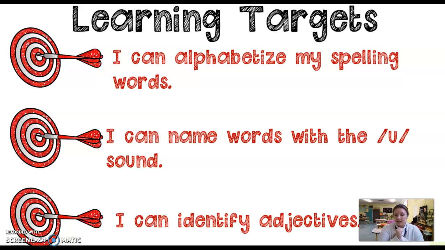I can name words with the sound. We talked about some words that use the sound, and we'll keep going with introducing those spellings over the next couple of weeks. And then we identified adjectives, or words that describe nouns. We did that as well. On your Google form today, you're going to practice alphabetizing some of your spelling words as well. All right?